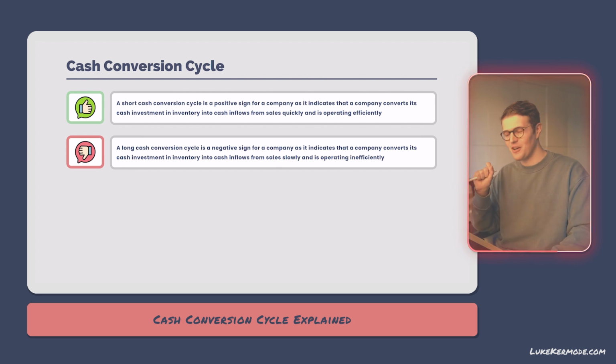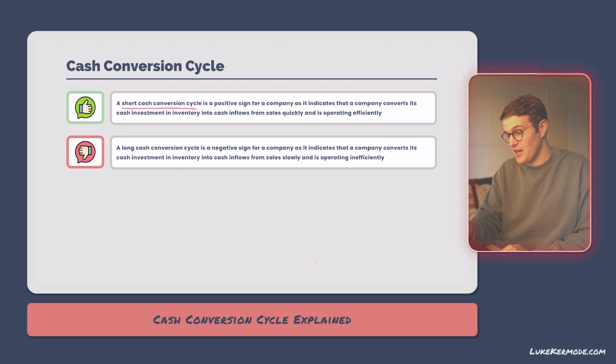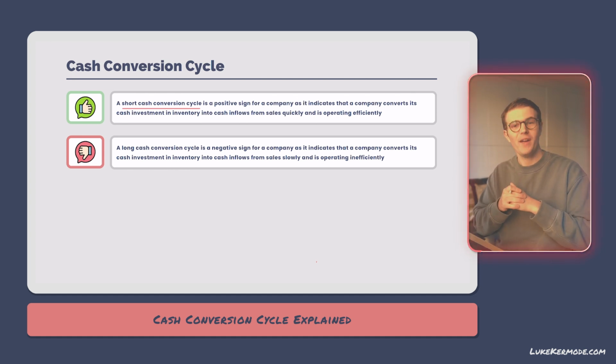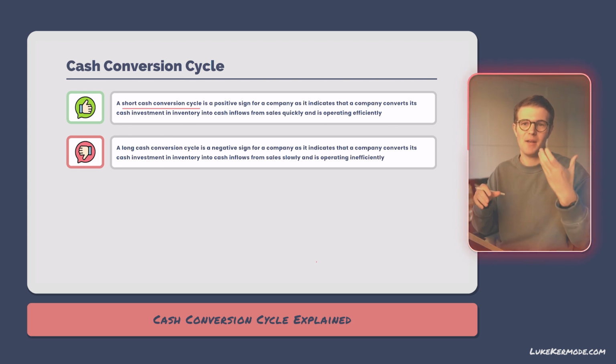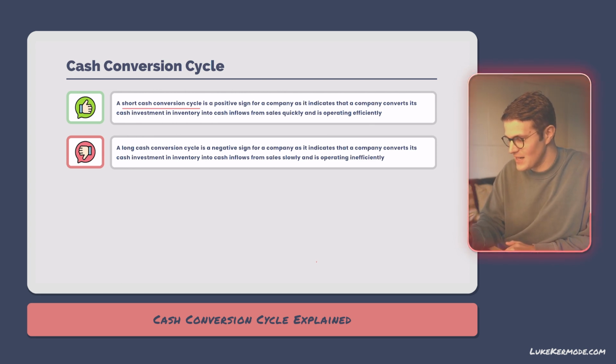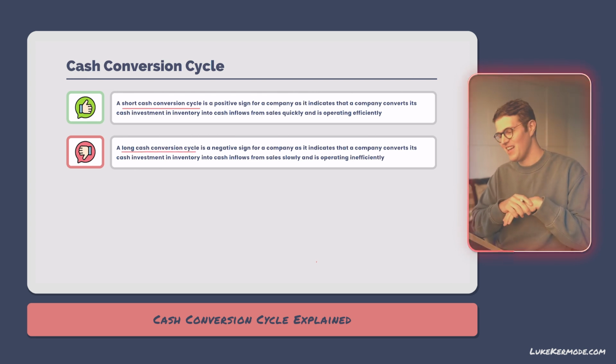Now, what makes a good cash conversion cycle for a company and what makes a less good cash conversion cycle? So analysts prefer companies that have got short cash conversion cycles. A short cash conversion cycle is seen as a positive sign for a company, and it indicates that the company is converting its cash investment in inventory into cash inflow from sales quickly and is operating efficiently. So analysts and investors are looking to invest in companies that have got short cash conversion cycles. Whereas a long cash conversion cycle is seen as a negative sign for a company, as it indicates that it's struggling to convert its cash investment in inventory into cash inflows from sales quickly and is operating inefficiently. So yeah, a short cash conversion cycle is a good thing. A long cash conversion cycle is not so good a thing.